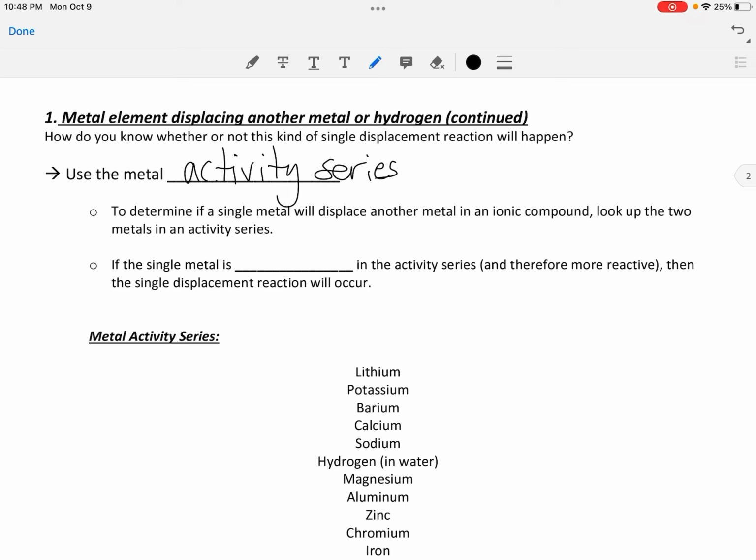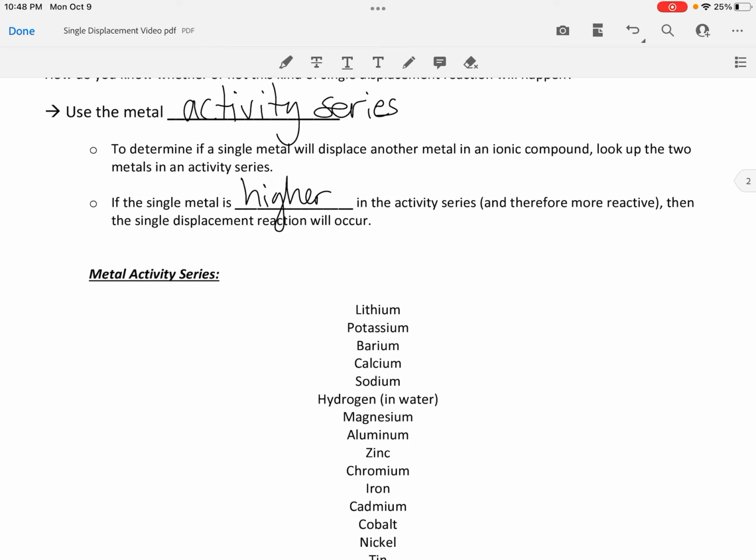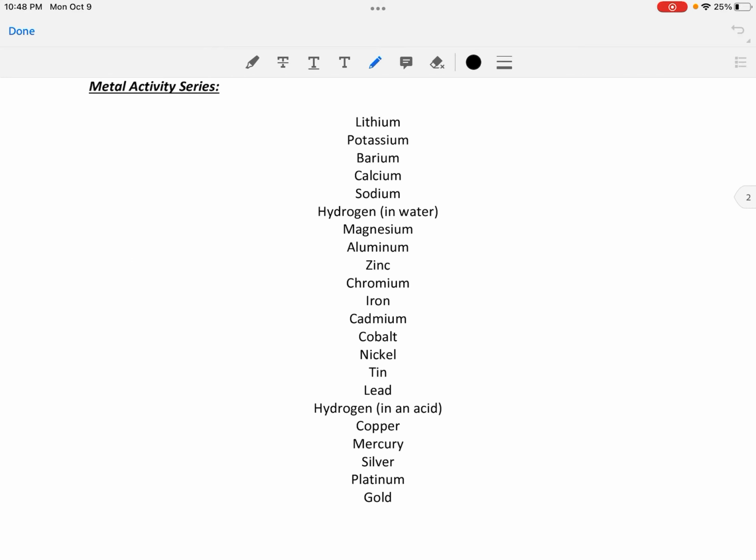So anytime you're looking for, does a single displacement happen with a metal replacing a metal or hydrogen? That's where we use the metal activity series. So if the single metal is higher in the activity series, that means that the single displacement reaction will occur. So anybody more towards the top here is more likely to bump out any metal that's below it on this activity series. So basically think about the non-metals or the polyatomic ions as preferring everybody at the top over anybody at the bottom.